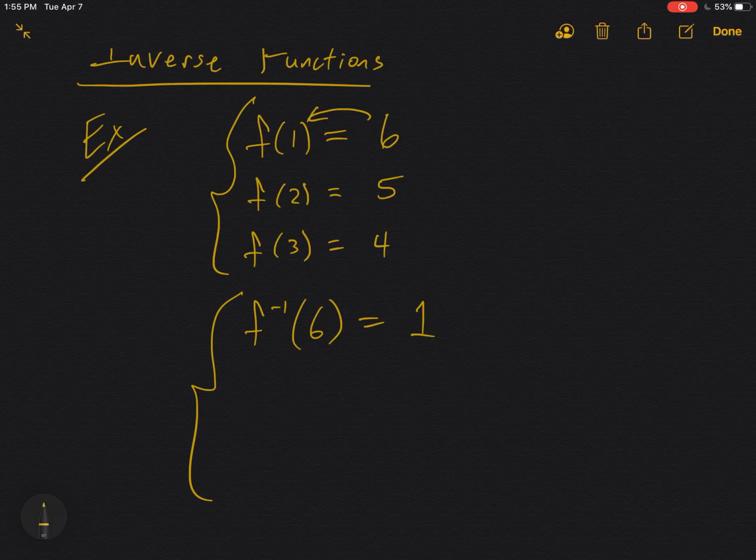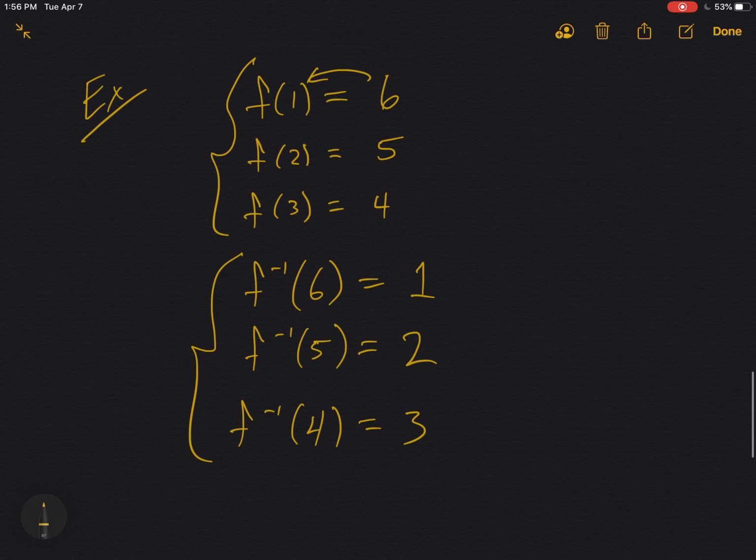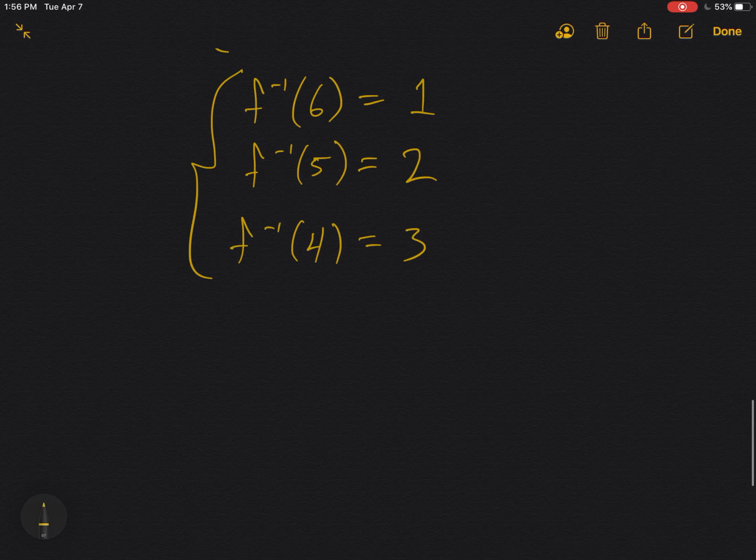So if f took a 1 and spit out a 6, then the inverse would take a 6 and spit out a 1. And similarly for these other ones, f inverse at 5 would bring us back to the 2, and f inverse at 4 would bring us back to the 3. So it's just going to undo what the original function f does.